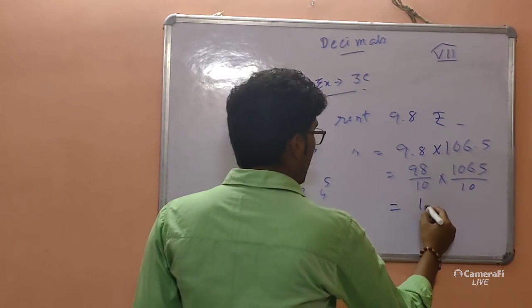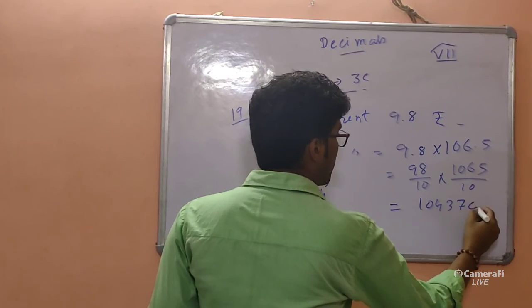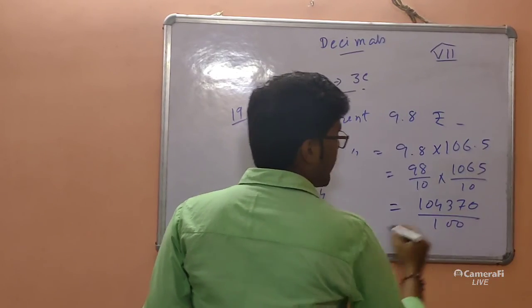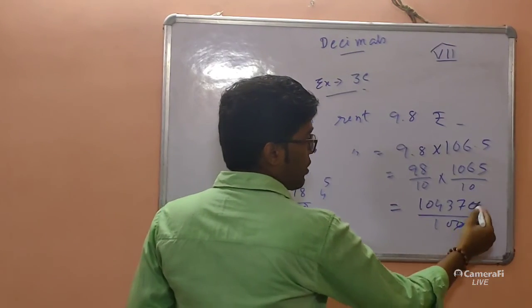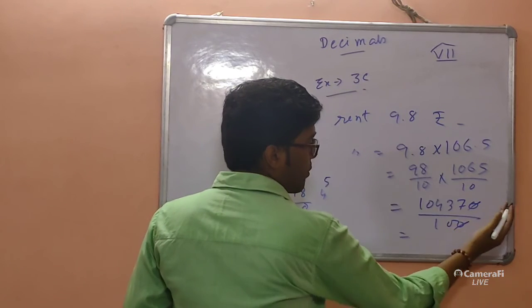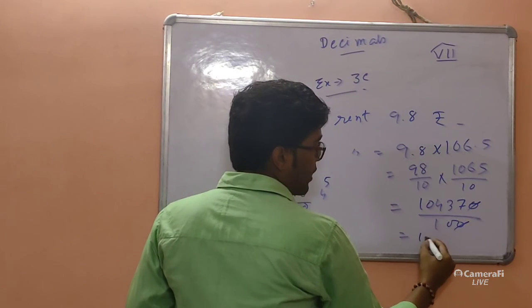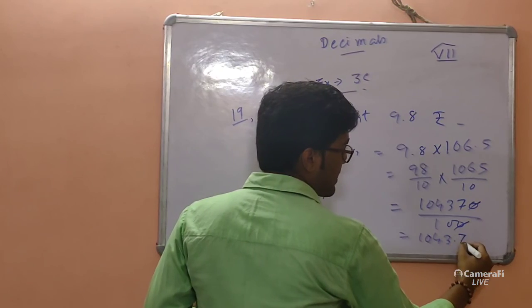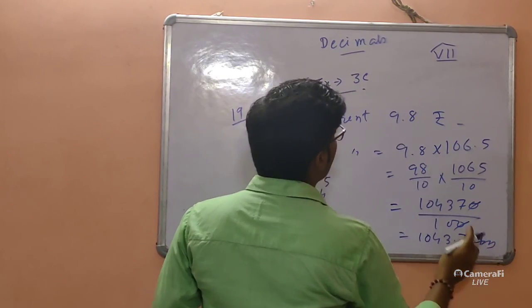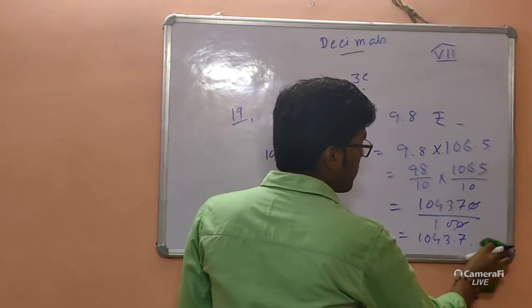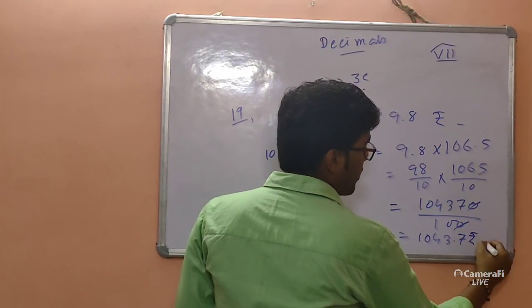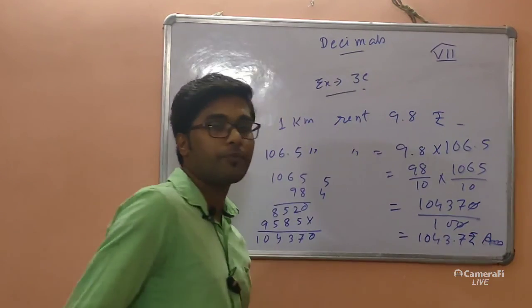So what do we have here? 104370 divided by 100, right? One 0 is there. Therefore from the right after one place there will be a point: 1043.7, and that's your answer. This much what? This much rupees. So you have to write the unit, and that's your answer.